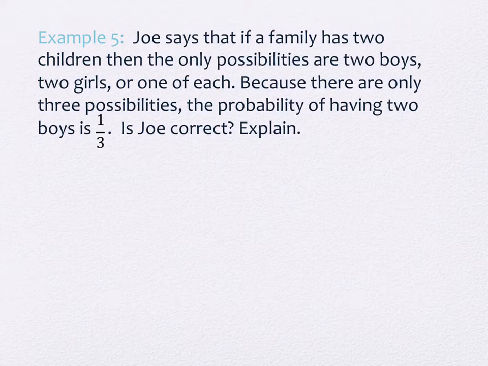Joe says, if a family has 2 children, the only possibilities are 2 boys, 2 girls, or 1 of each. Because there are only 3 possibilities, the probability of having 2 boys is 1/3. Is Joe correct? Explain. So there's pieces about what he says that are correct. I mean, you really can only have either 2 girls, 2 boys, or 1 of each. That part sounds good. The question is whether or not that means they're all equally likely. So what do you think?